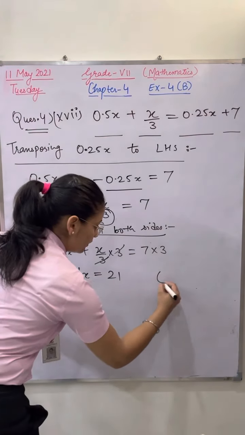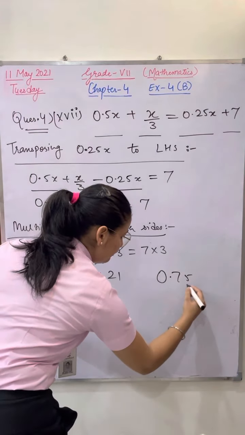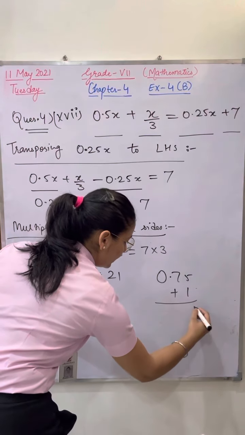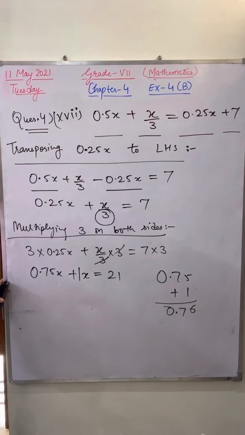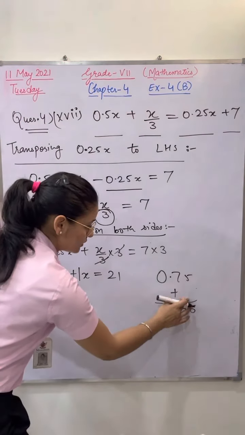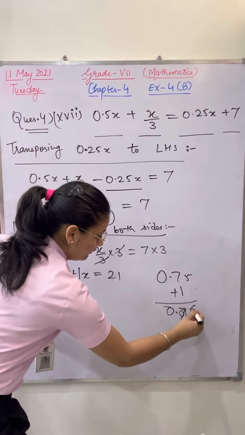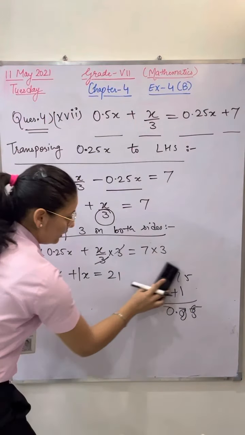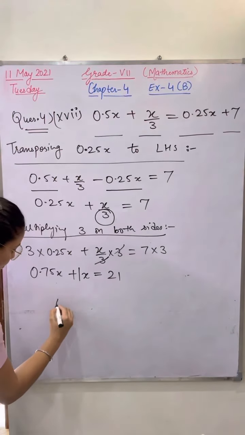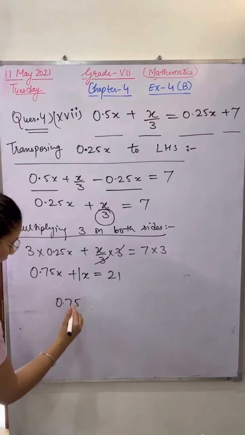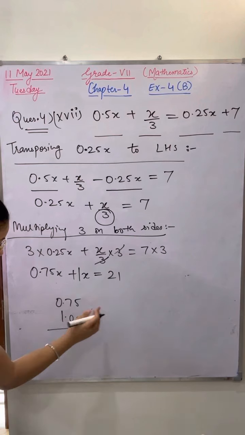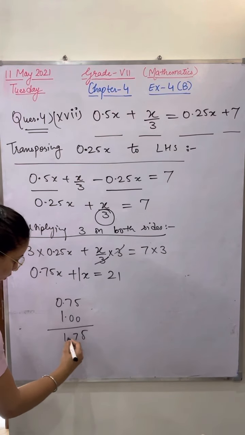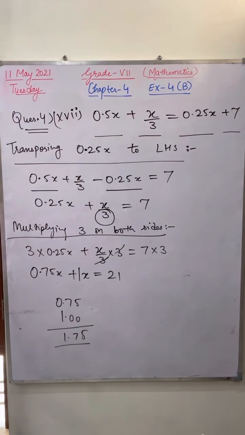Some are doing it this way, some are doing it that way. You don't know how to do the addition of decimals? How can we add? This is 0.75. This is 1. 1 means 1.00. So that will be equal to 1.75.